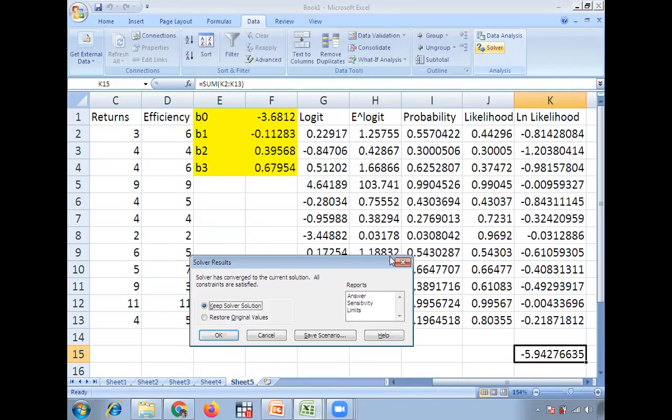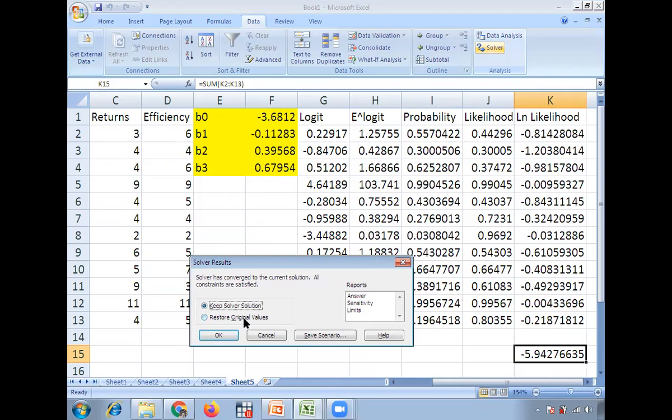Yes, we have got it. You see, from -8 it has increased to -5, because -5 is more than -8. So the value of the log likelihood is maximized, and then we also obtain the beta coefficient values. So we can keep the solution.